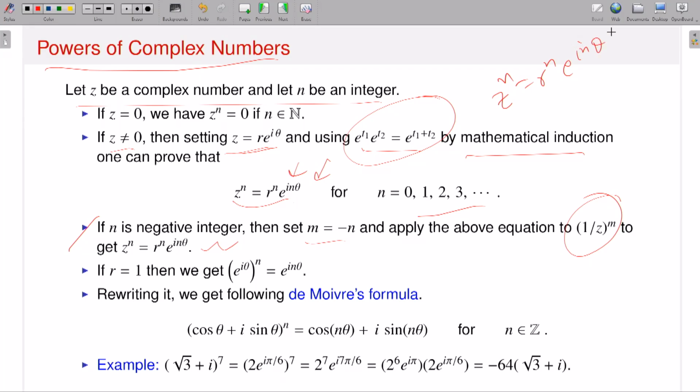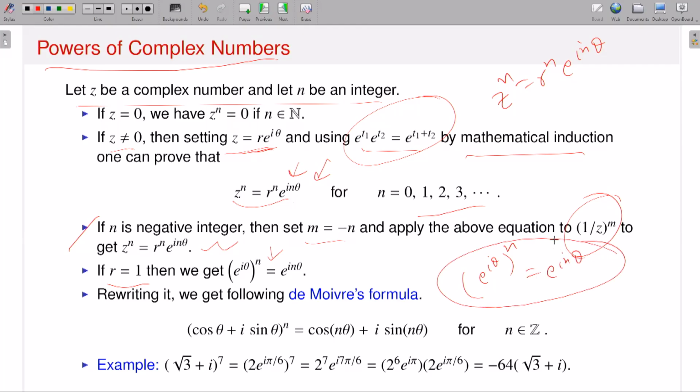Now if I take in particular r equal to 1, then you will have e to the power i theta, to the power n. So if r is equal to 1, you have z equal to e to the i theta. That means e to the power i theta in the left hand side, to the power n, is the same as e to the power i n theta.